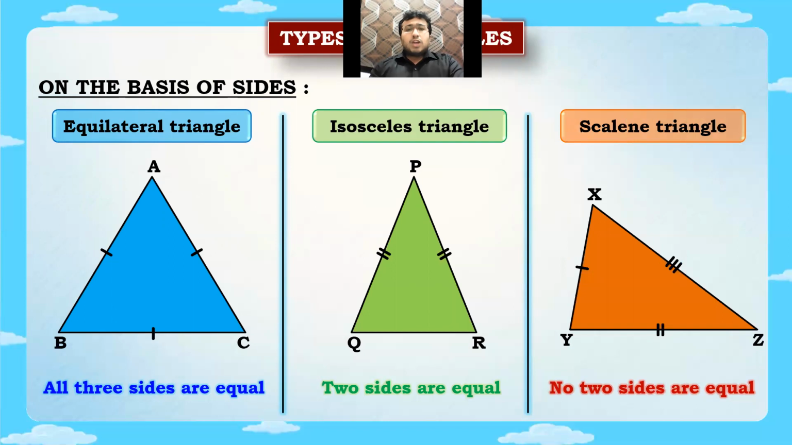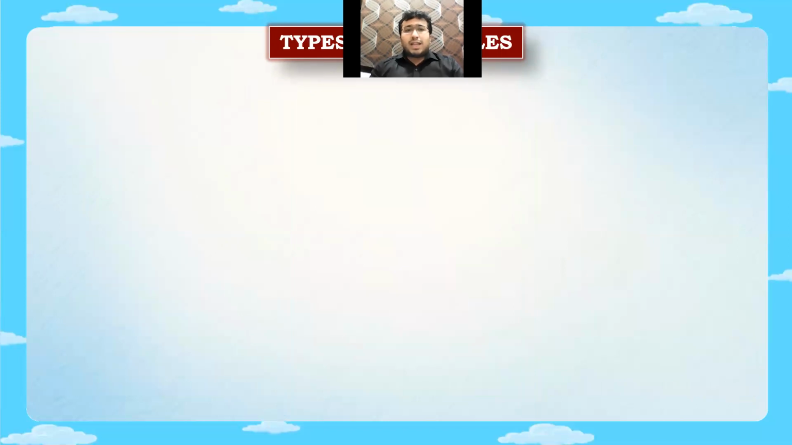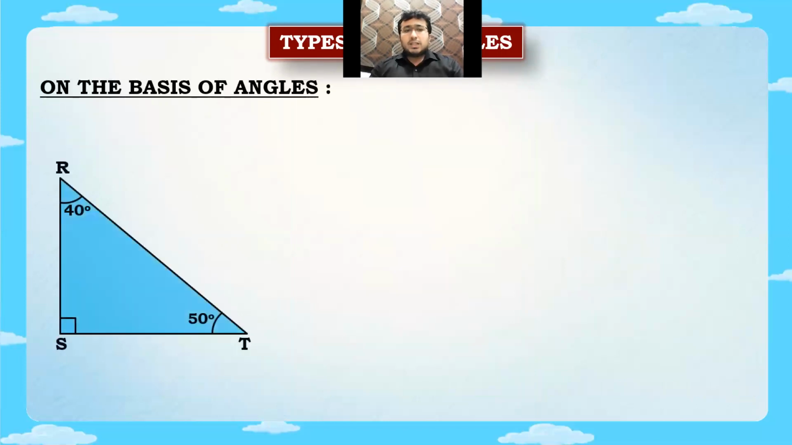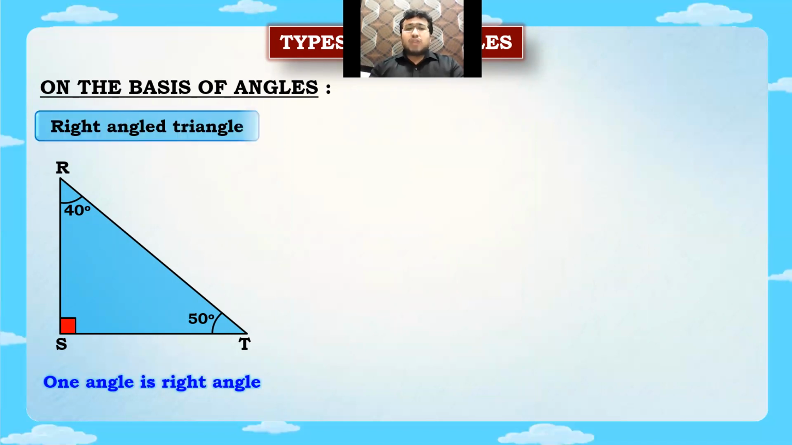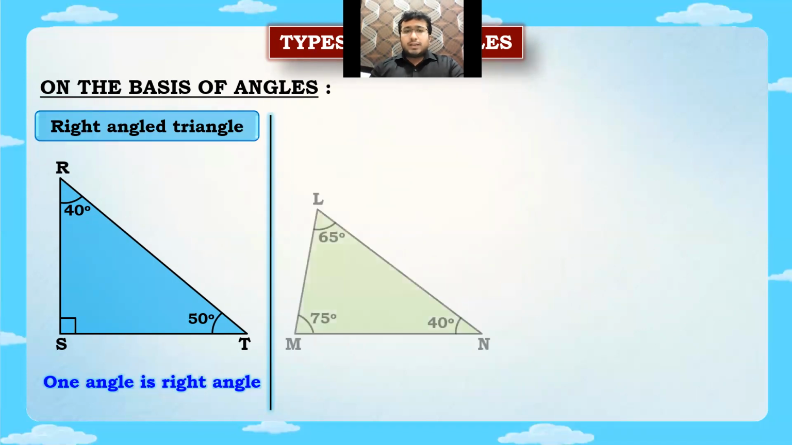Now students, we are going to classify the triangles on the basis of angles. So we have triangle RST. In triangle RST, we observe measure angle S is equal to 90°. So in any triangle, when one angle is a right angle, right angle meaning one angle measures 90°, such a triangle is called a right angle triangle.